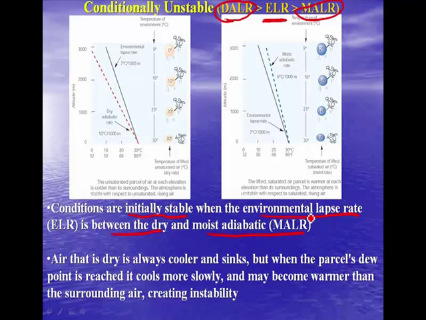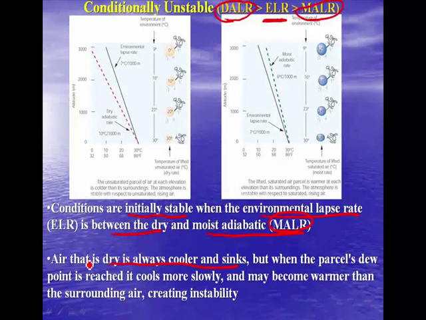Now keep in mind, when we're talking about dry and moist adiabatic lapse rate, we're talking about the temperature change of the air parcel. Now if the air parcel is unsaturated, if it's considered dry, it will change at the rate of 10 degrees Celsius per kilometer at the dry adiabatic lapse rate. If the parcel is moist, in other words, if we've already had a cloud form, then the change in temperature of the air parcel is by the moist adiabatic lapse rate. So air that is dry is always cooler than the surrounding atmosphere and will begin to sink. Let's take a look at that.